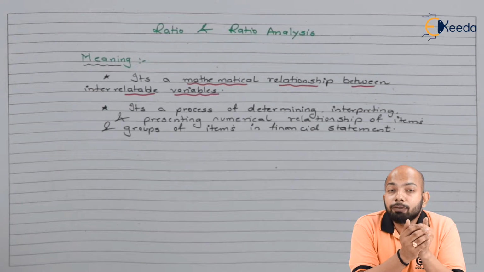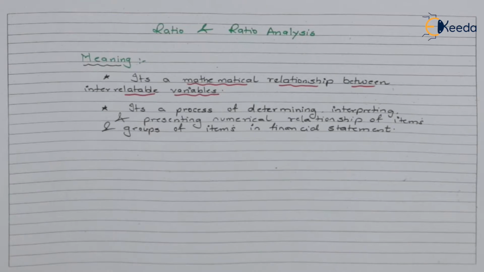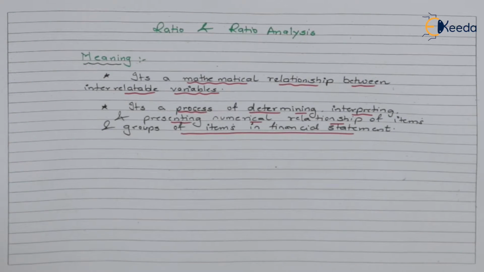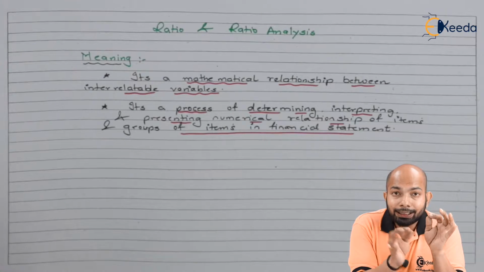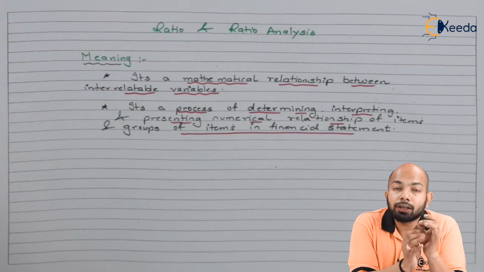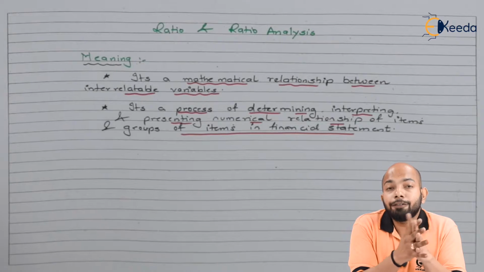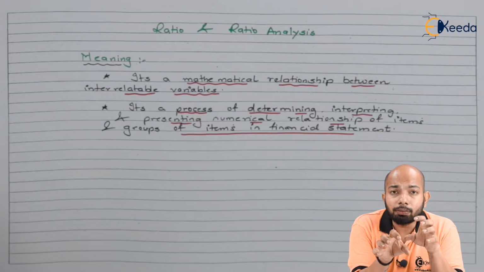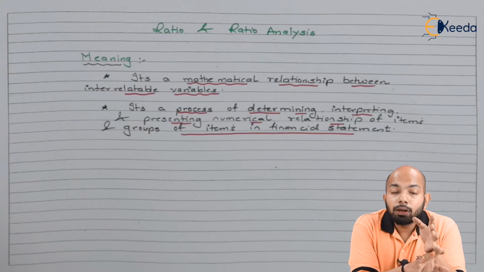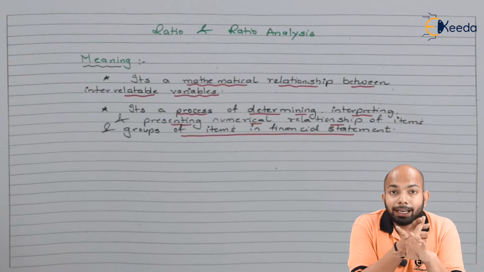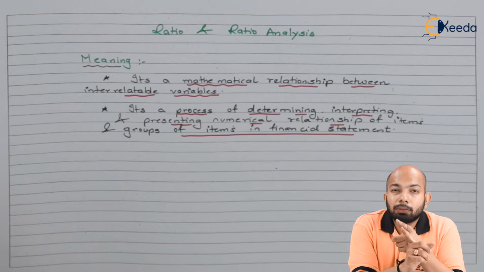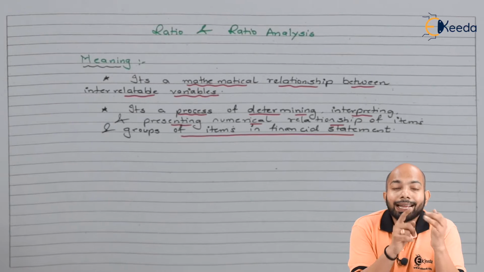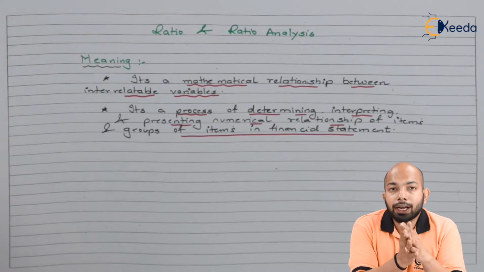Now there's one more line that we have mentioned here. Let's understand that. It's a process of determining, interpreting, and presenting numerical relationships or values from the financial statements. Right from the financial statements, you can pick up certain items and compare them. You have to determine what ratio you're talking about, interpret that ratio accordingly, and then present it in the form of a financial statement.